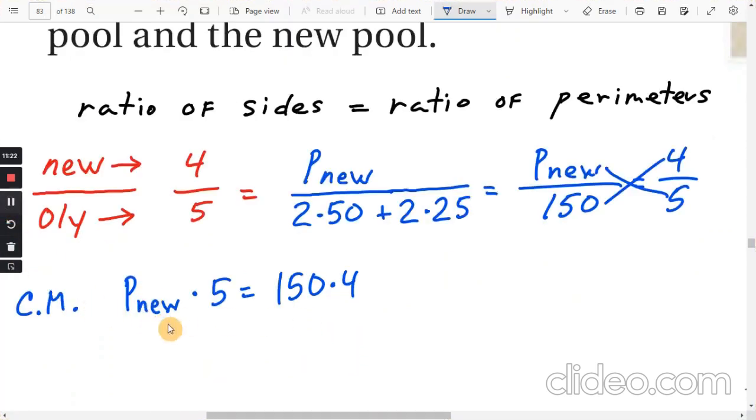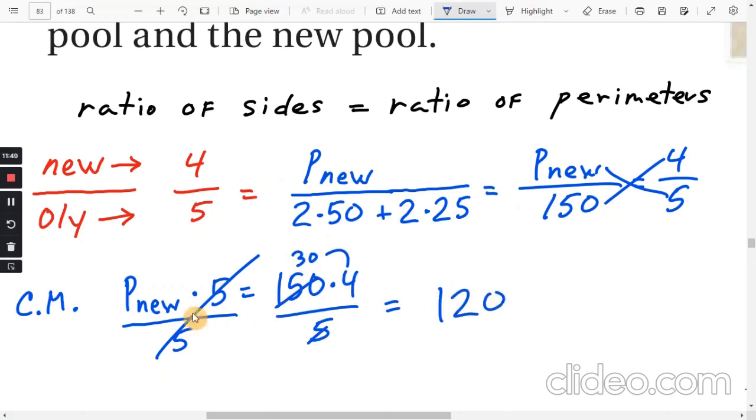Okay, solving for P, this is times 5. The opposite of times 5 is divided by 5. Cancels here. 100 over 5 is 20. So this, 150 divided by 5, that's going to be a 30. And then 30 times 4 is going to be 120. So that equals the perimeter of the new pool.